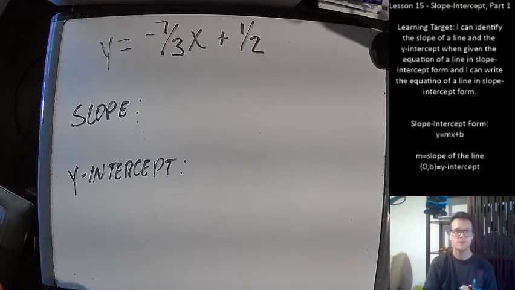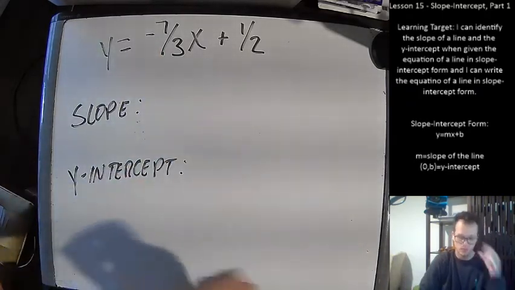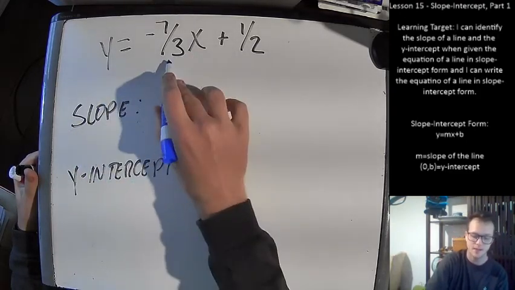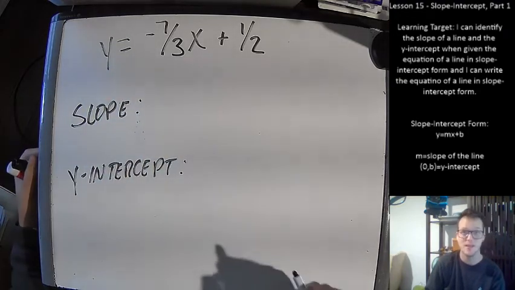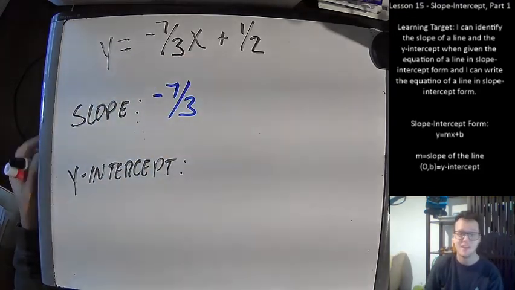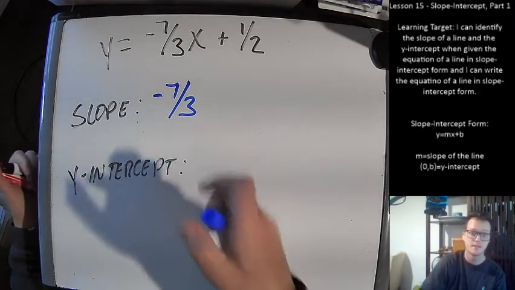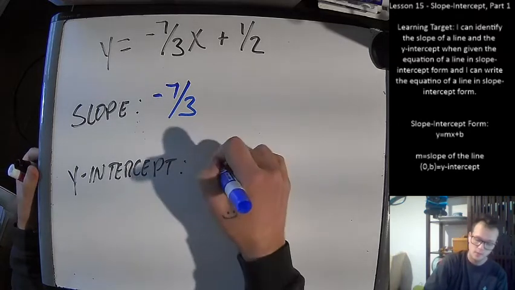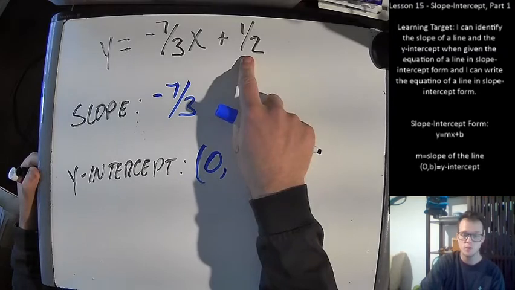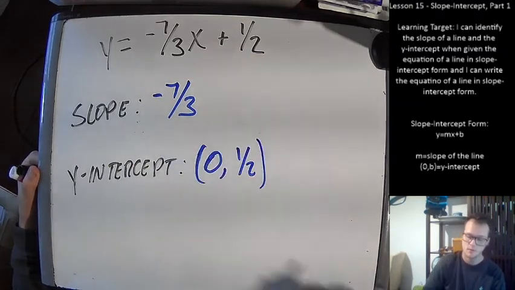Here's our next one. Y equals negative 7/3 x plus 1/2. Well, our slope, it's still the number that's being multiplied by x. In this case, it's a fraction and it's a negative fraction. That's okay, we just need to reflect all those pieces. So negative 7/3. That's our slope. If you do some rise over run, you're going to go down 7 and to the right 3. Easy peasy. Y-intercept, we know it's going to be 0 comma something. In this case, the something happens to be a fraction as well. That's okay. It's positive, so it's positive 1/2. There we go.